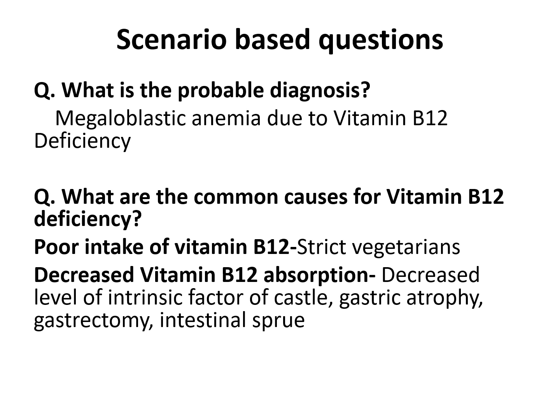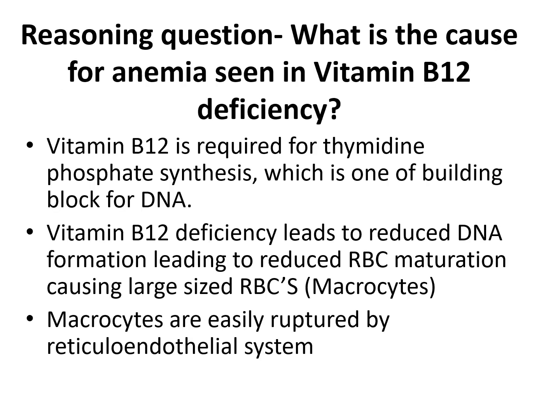Intestinal sprue, also called tropical sprue, is a kind of disorder where we see malabsorption which is affecting the small intestine. What is the cause for anemia seen in B12 deficiency? Now we should discuss why a person having B12 deficiency should develop anemia. So vitamin B12 is required for thymidine phosphate synthesis, which is one of the building blocks for DNA. DNA is required for proper cell maturation.